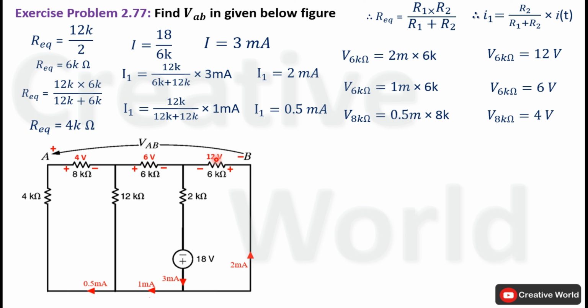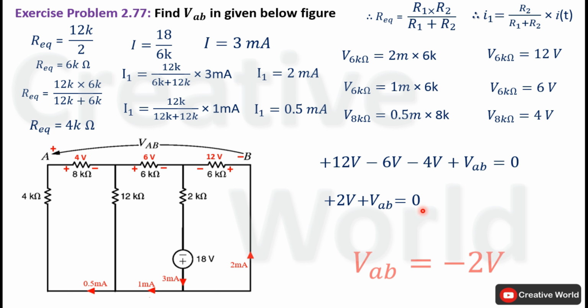Current entering terminal is positive, so 12 volt will be taken with positive sign. Next, current entering terminal is negative, so 6 volt will be taken with negative sign, and 4 volt will also be taken with negative sign because current is entering from negative terminal. At the last, current entering terminal is positive, so VAB will be taken with positive sign. Now add 4 and 6 together, it will become 10 volt, and subtract 10 volt from 12 volt, the answer will be 2 volt only. Place this 2 volt on the other hand side of equal to calculate the value of VAB, that will become minus 2 volt.